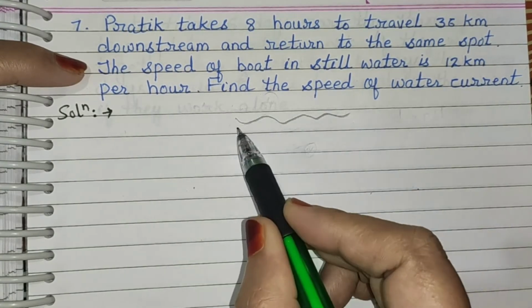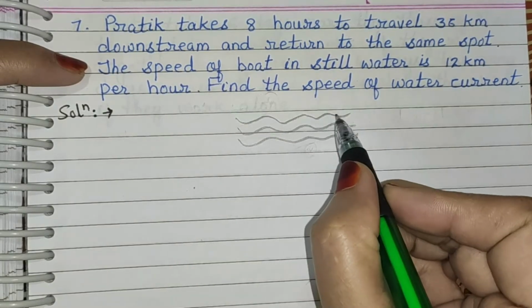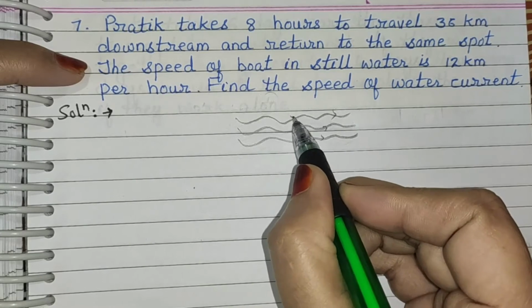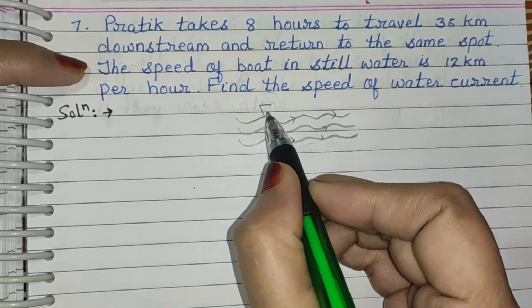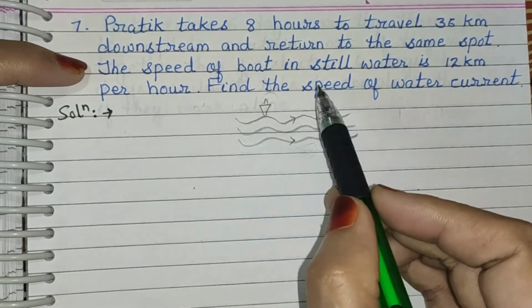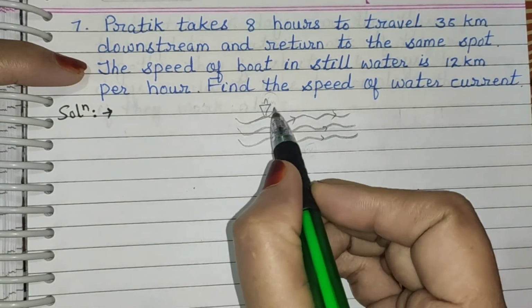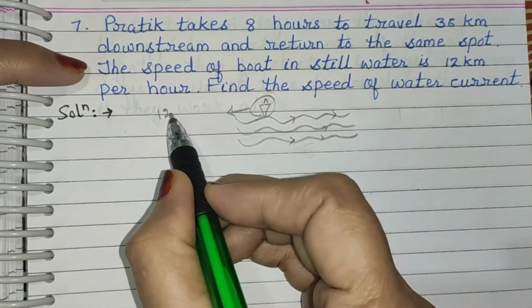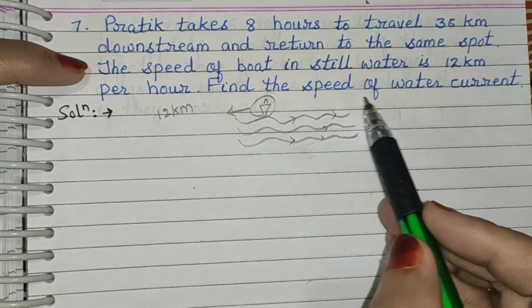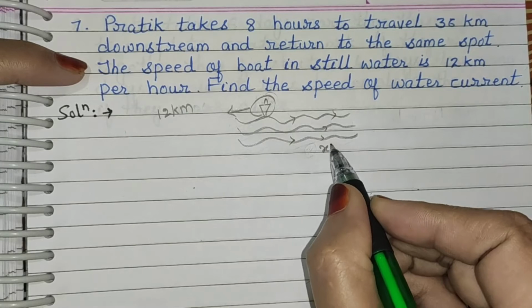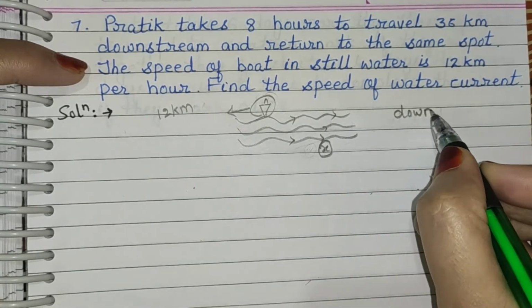Simply draw a rough diagram here. Now the speed of water current is from left to right. Here it is the boat and the speed of the boat in still water is 12 km. It is given, 12 km. Now let us consider the speed of water current is x. Now here it is downstream.